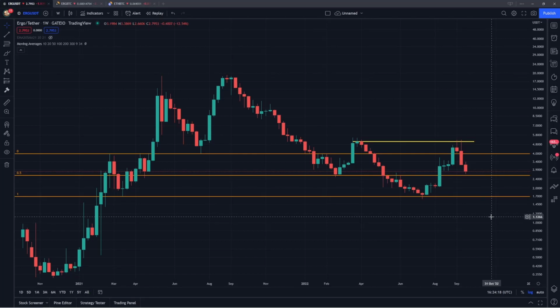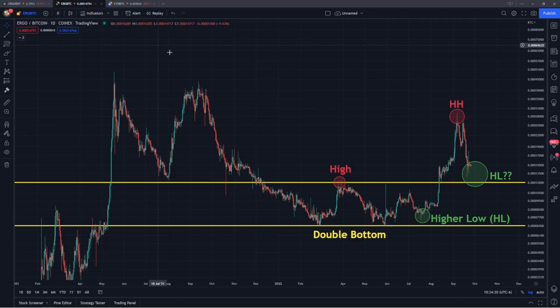So to begin, I actually want to focus on the Ergo Bitcoin ratio first because I think this is just a far more interesting chart to look at. And what I'm going to be covering is a hypothetical scenario in which we do have a longer term bottom in place and a macro trend reversal to this dominant downtrend.